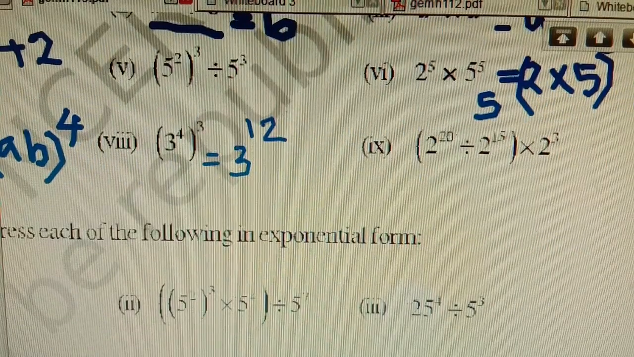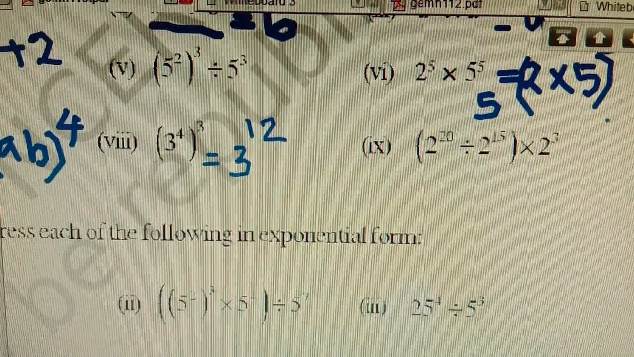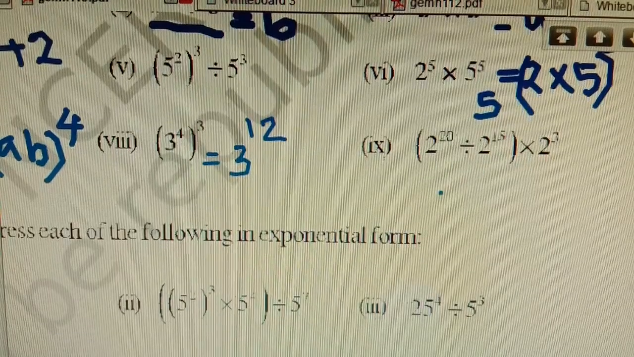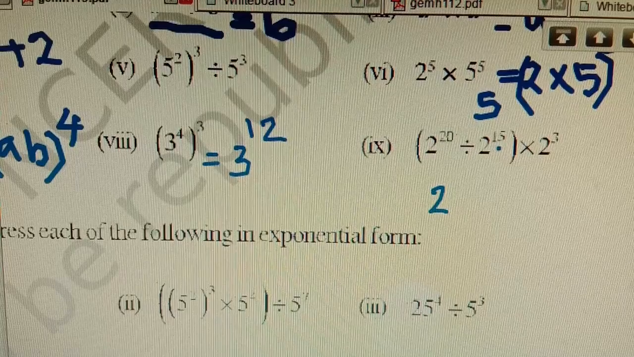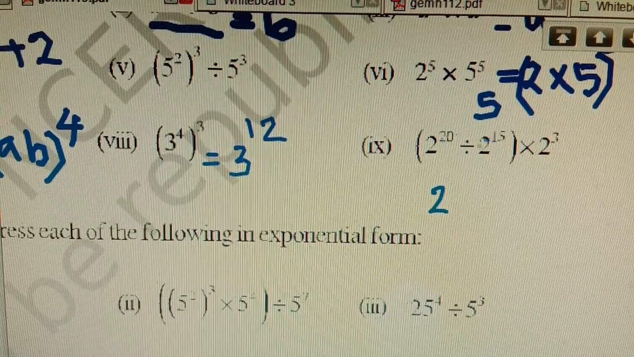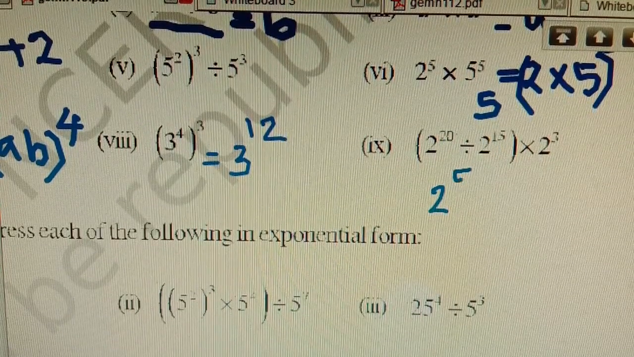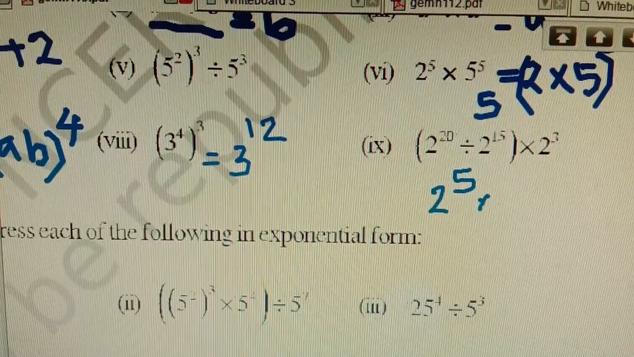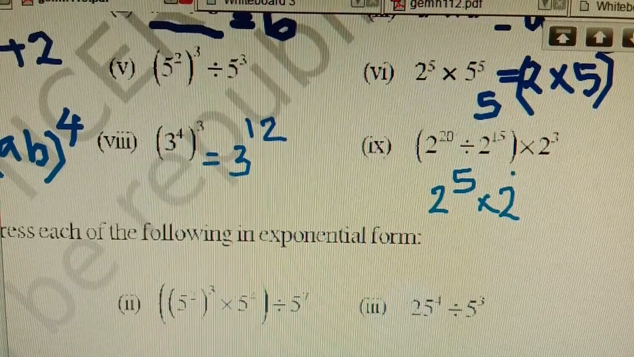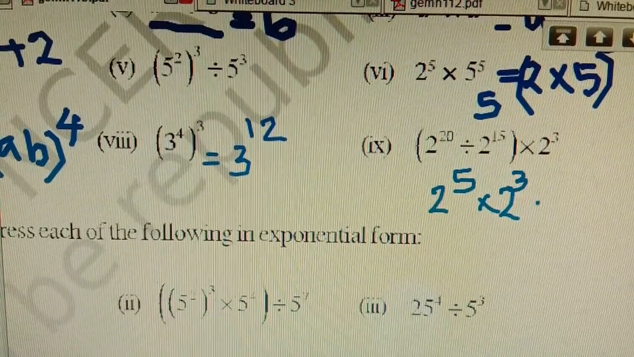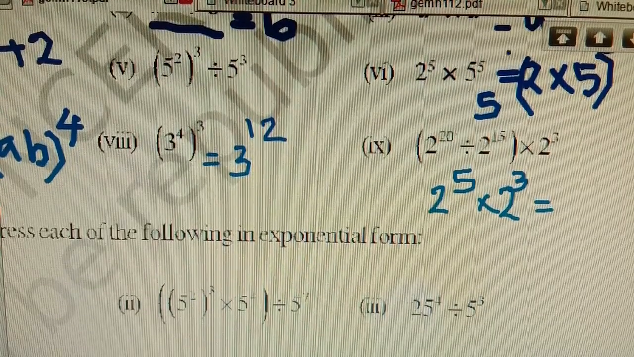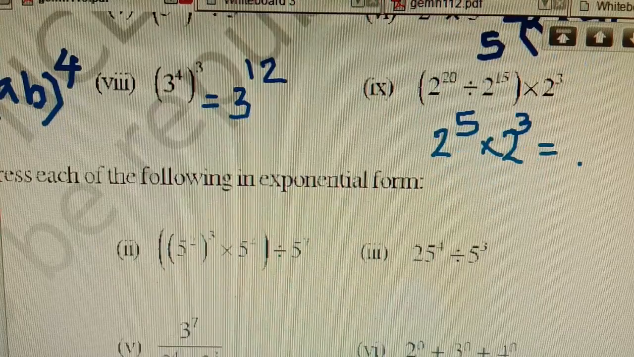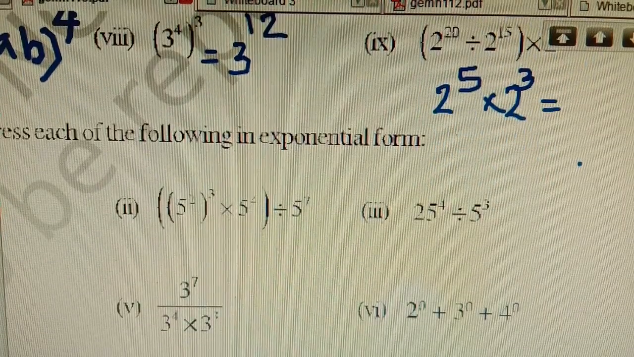Next one, here division and multiplication, base are same. So first we write 2 to the power of 20 divided by 2 to the power of 15. 20 minus 15 is 5. So 2 to the power of 5 into 2 to the power of 3. Then here multiplication, so we are adding the powers. 2 to the power of 5 plus 3, that is 8. So answer is 2 to the power of 8.